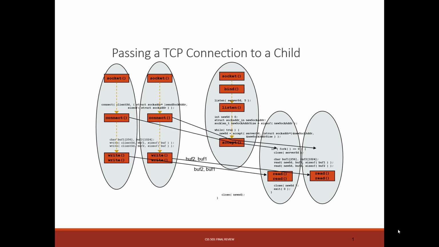On the left you see two ovals. These are client processes, and on the right there's three ovals. These are processes that are going to be running on the server. Let's start on the server side, that middle process.